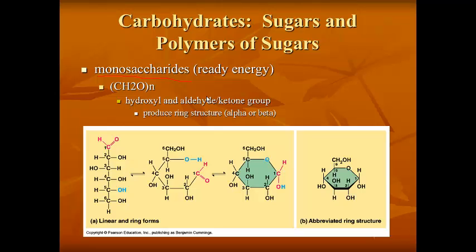You can see that these monosaccharides have a characteristic ring structure. You could always identify a monosaccharide. These rings could be a hexagon, they could be a pentagon, depending upon what type of monosaccharide it is. All monosaccharides follow a similar molecular formula. You see CH2O and then N right here, where N is the number of carbons. So glucose has 6 carbons, so it's C6H12O6.